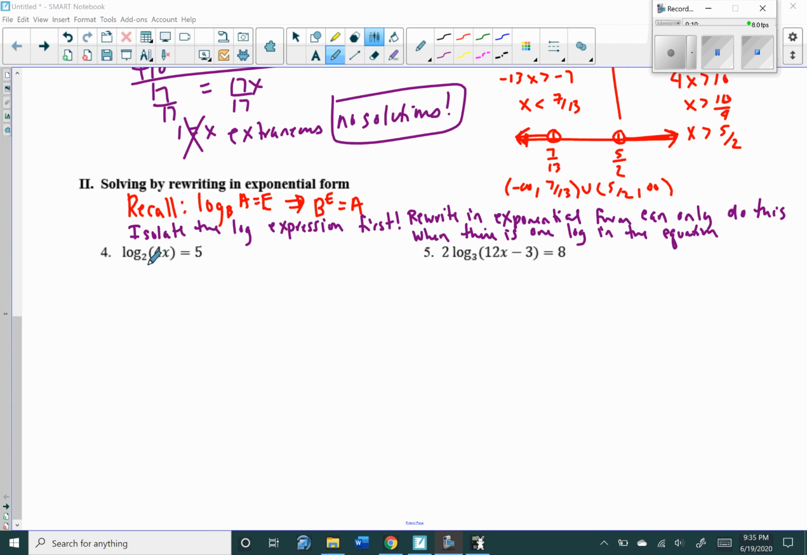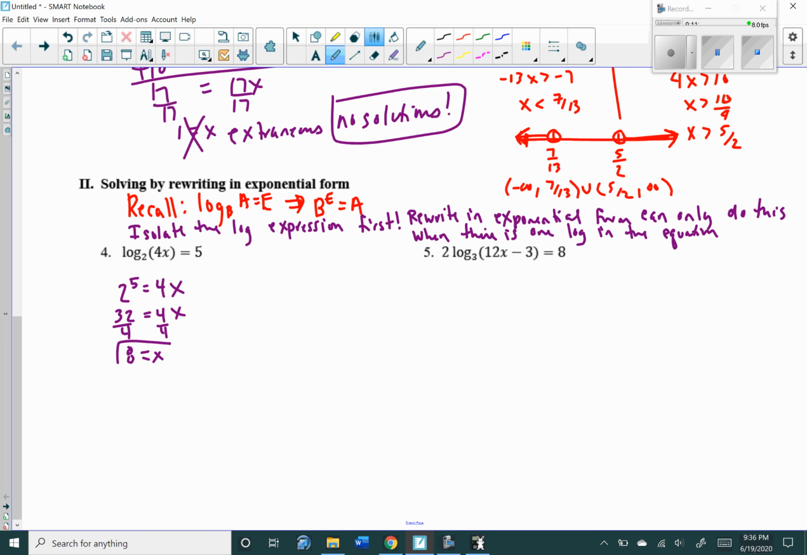So looking at this first one, this is already isolated. There's nothing on the outside of the log being added or subtracted, and there's only one log in the equation, so we can rewrite this in our exponential form. So 2 to the power 5 equals 4x. 2 to the fifth is 32, and divide by 4, and so we get x is equal to 8.